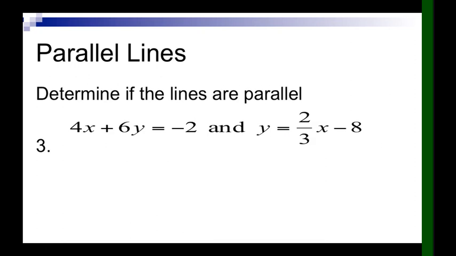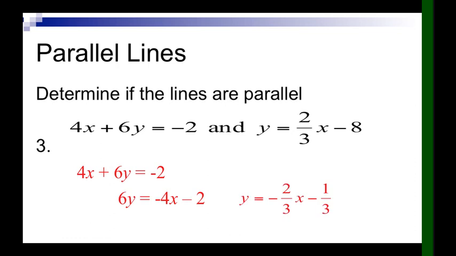Determine if the lines are parallel. So we have this one, 4x plus 6y. The slope should be 2/3. So we have 6y equals negative 4x minus 2. So we have negative 2/3 x minus 1/3. So still, the lines are parallel.